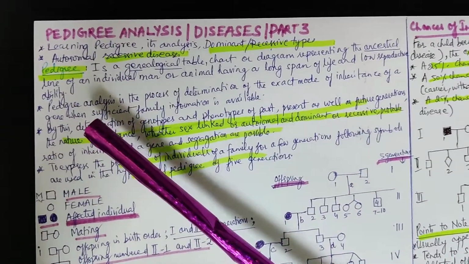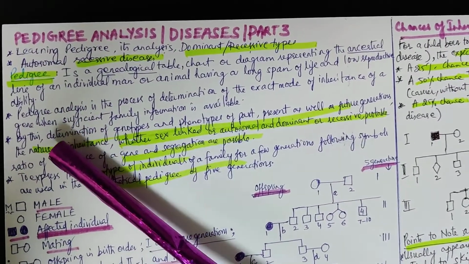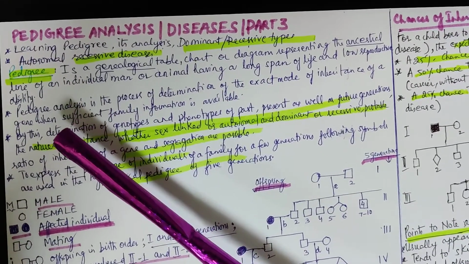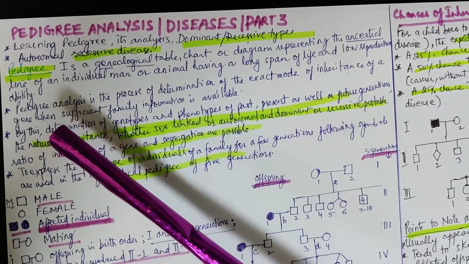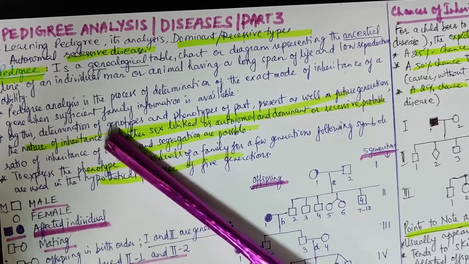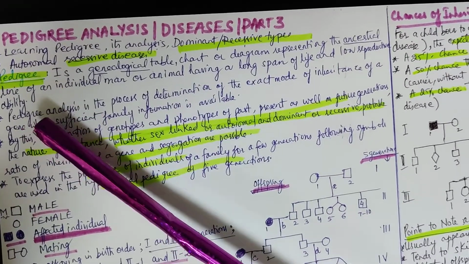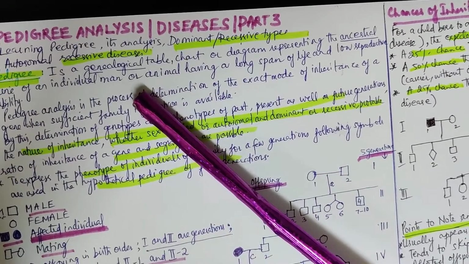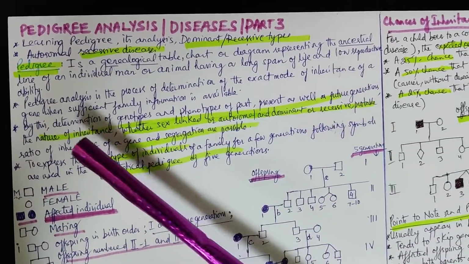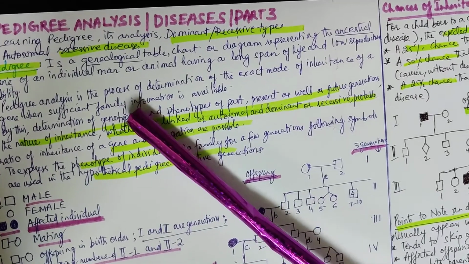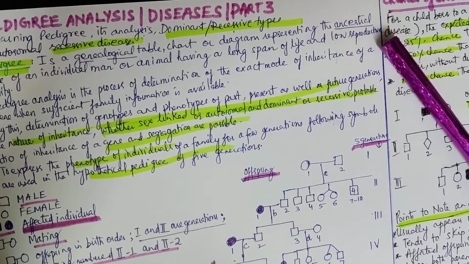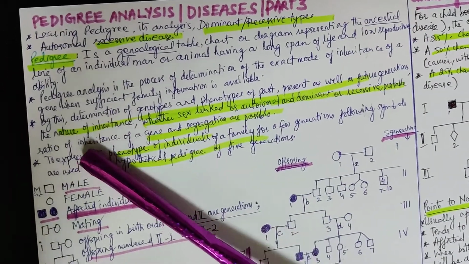As we know, in the human body there are 23 chromosomes, out of which 22 are autosomes, and one is sex chromosomes. So what is pedigree? It is a genealogical table, chart or diagram representing the ancestral line of an individual, man or animal, having a long span of life and a low reproduction ability.